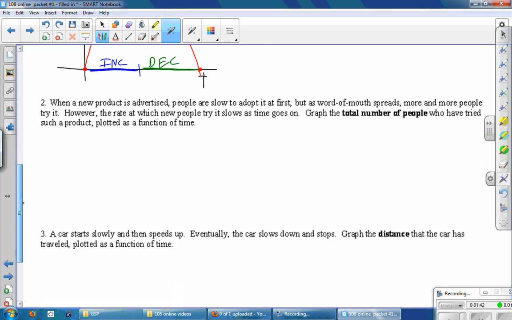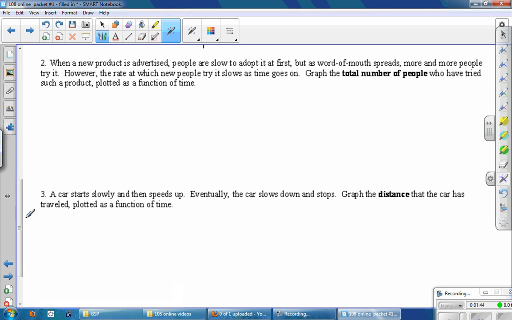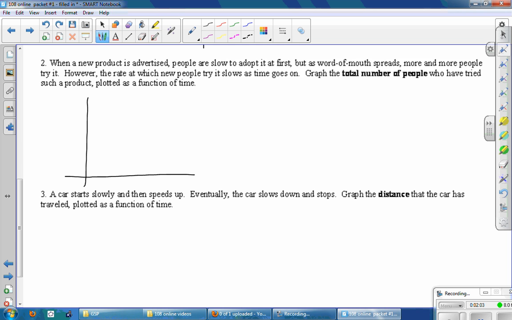Okay, number 2. When a new product is advertised, people are slow to adopt it at first, but as word of mouth spreads, more and more people try it. However, the rate at which new people try it slows as time goes on. Graph the total number of people who have tried such a product, plotted as a function of time. Okay, over here, we've got number of people who've tried the product, and then t is time.